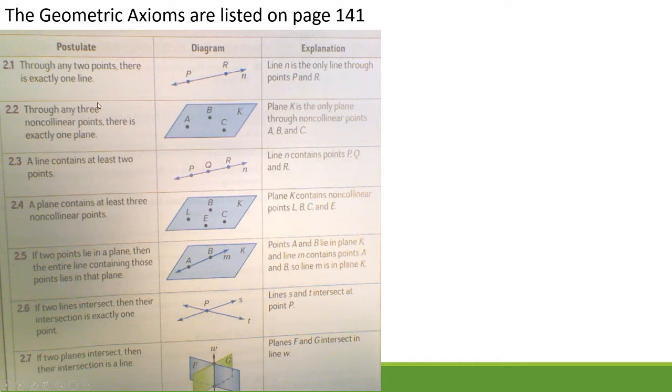But some of the basic ones, like, between any 2 points, there's one line. A line contains at least 2 points, so you need at least 2 points to get a line. If two lines intersect, then there's only 1 point that they intersect at. That sort of thing. So, again, these are self-evident truths that we don't need to prove.